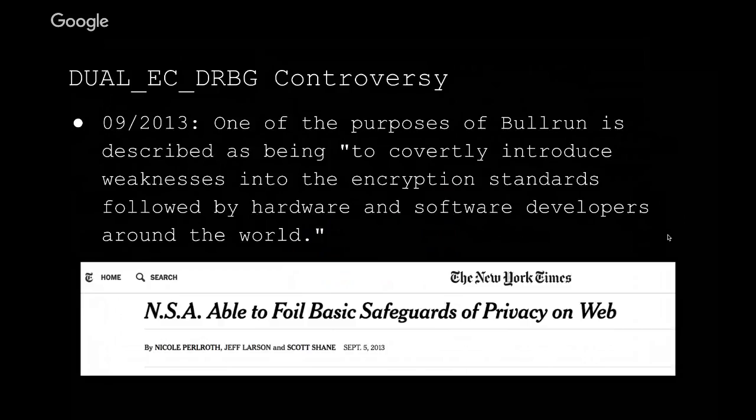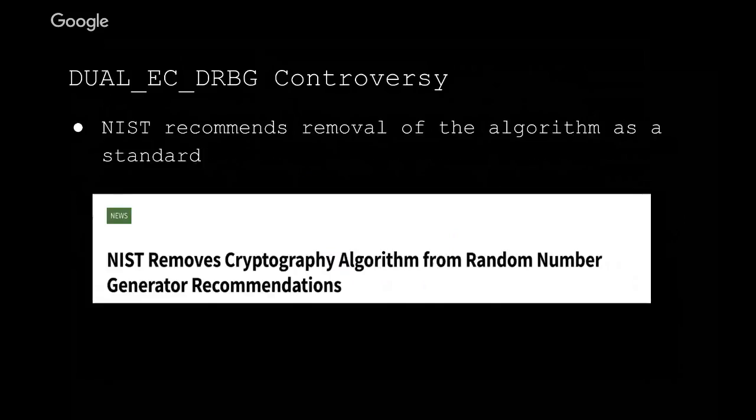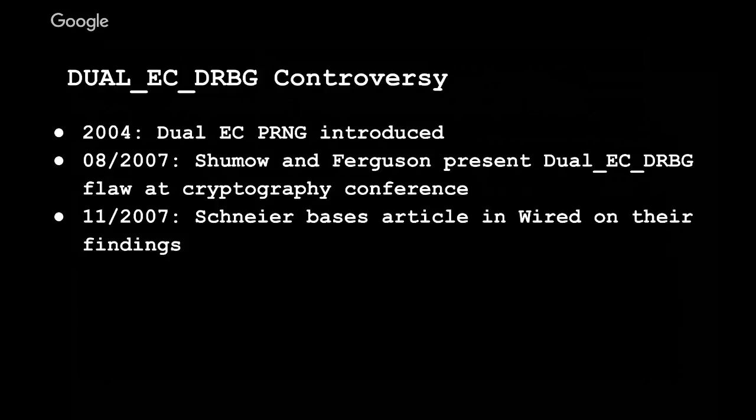As a result, there was this piece in the New York Times entitled "NSA Able to Foil Basic Safeguards of Privacy on Web," and they mentioned specifically this algorithm. Shortly thereafter, NIST recommended removal of the algorithm as a standard. At this point, since the weakness was publicized, most companies weren't using it anymore, but it took a really long time for it to be formally removed. So to go over the timeline, in 2004, the algorithm was introduced. 3 years later, those two engineers presented this flaw, and then it made news later on that year in Wired magazine.